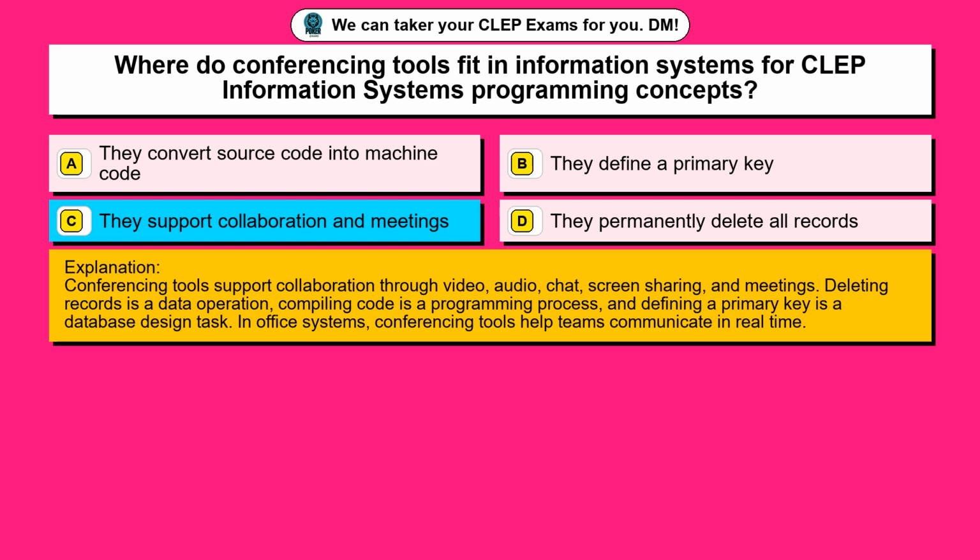Conferencing tools support collaboration through video, audio, chat, screen sharing, and meetings. Deleting records is a data operation, compiling code is a programming process, and defining a primary key is a database design task. In office systems, conferencing tools help teams communicate in real time.